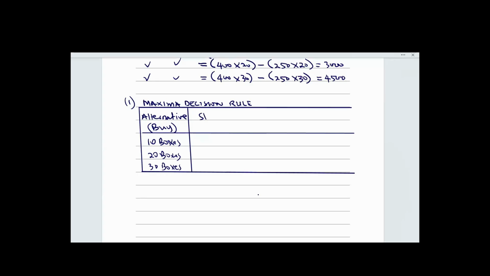State of nature. The state of nature is market demand. Customers can demand 10 boxes, 20 boxes, or 30 boxes of apple. And the technique we are using is the Maximax criterion. All right.